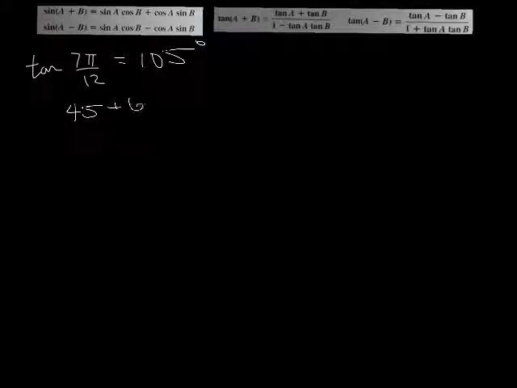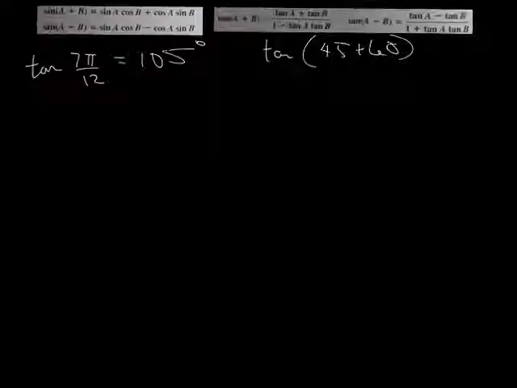45 plus 60 is going to give me a 105 degree angle. So the tangent of 105 is going to be the same as the tangent of 45 plus 60, because that gives me 105. Now I have to change my 45 and 60 back to radians so that I'm matching that.